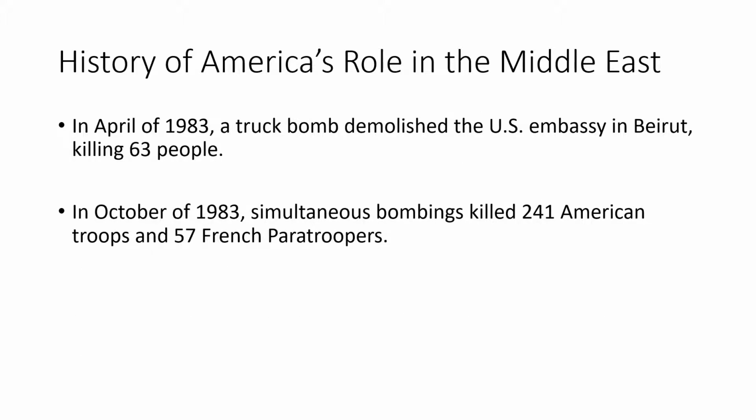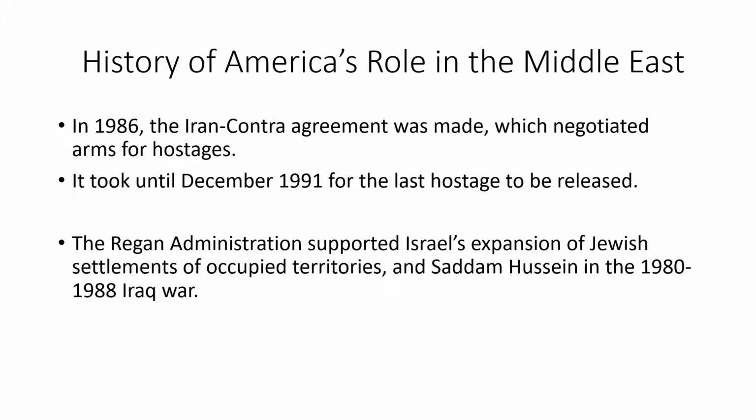In April of 1983, a truck bomb demolished the U.S. Embassy in Beirut and killed 63 people. Later that year in October, simultaneous planned bombings killed 241 American service members and 57 French paratroopers. In 1986, the Iran-Contra agreement was made, which negotiated arms for hostages. It took until December of 1991 for the last hostage to be released.